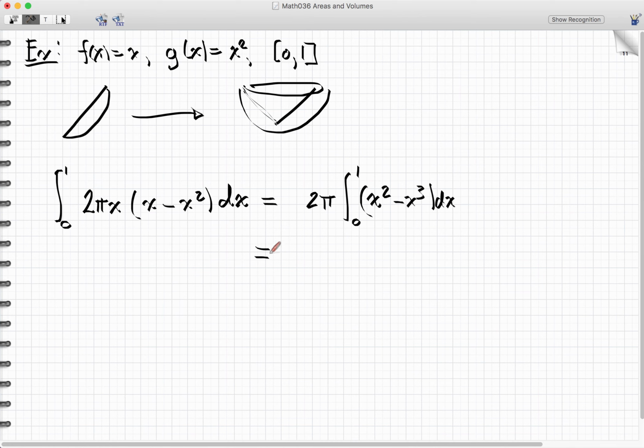And now the antiderivative is 1/3 x cubed minus 1/4 x to the 4th, evaluated from 0 to 1. At 0, of course, this collapses to 0. At 1, it's 1/3 minus a 4th, which is ultimately 1/12. And so we will obtain the answer pi over 6.